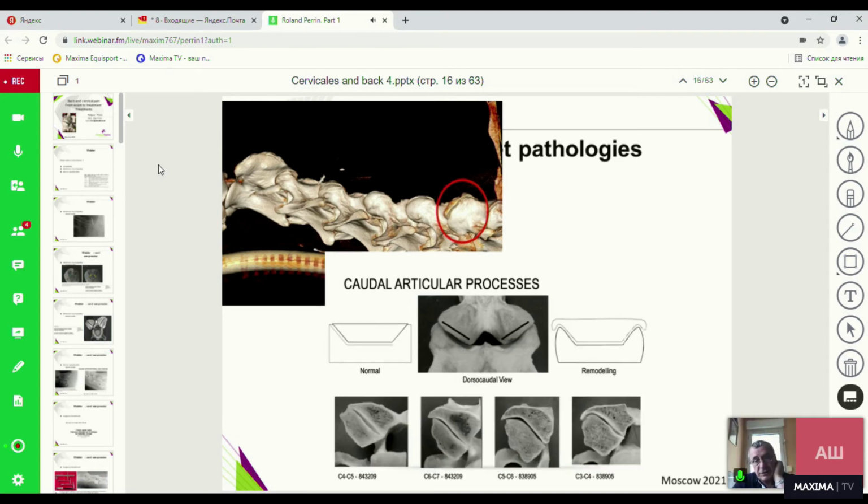This is for the caudal articular process. When you see the facet, the outside part is the cranial, and the inside part is the caudal, because it's the caudal part of the first vertebra.